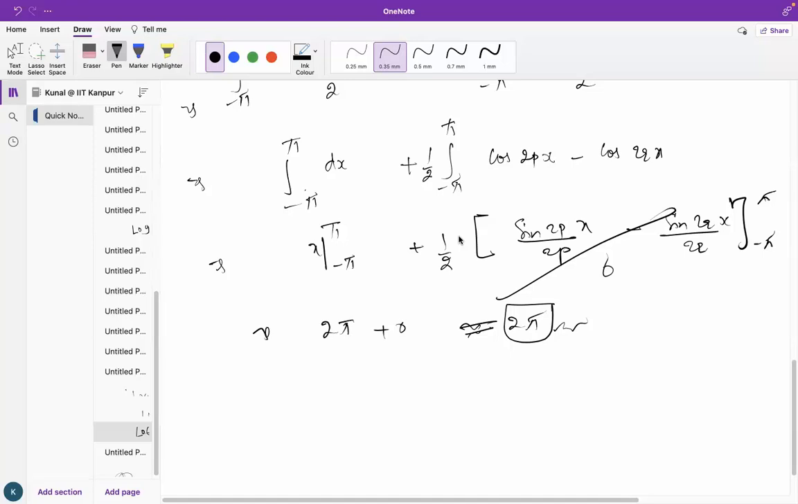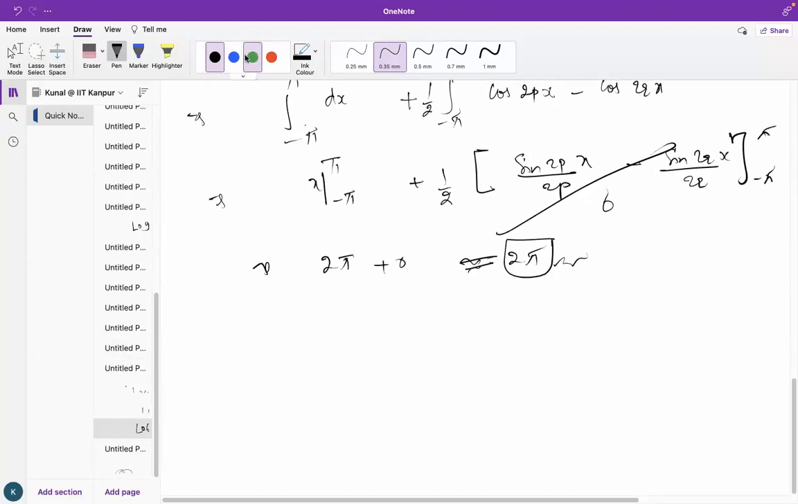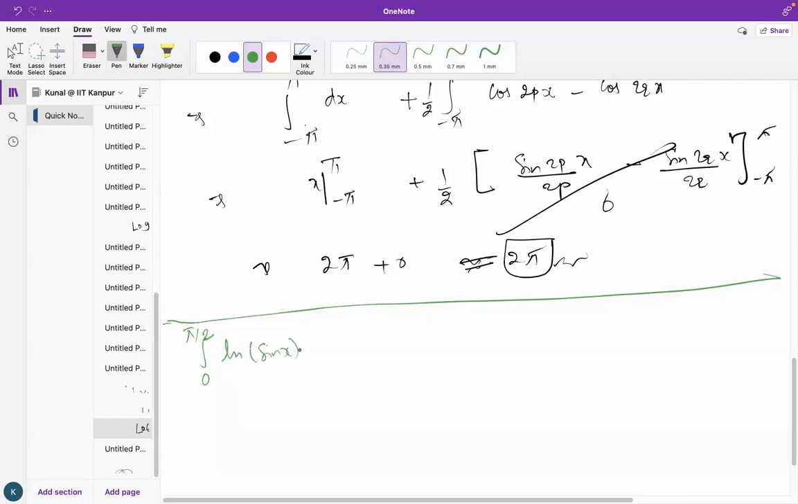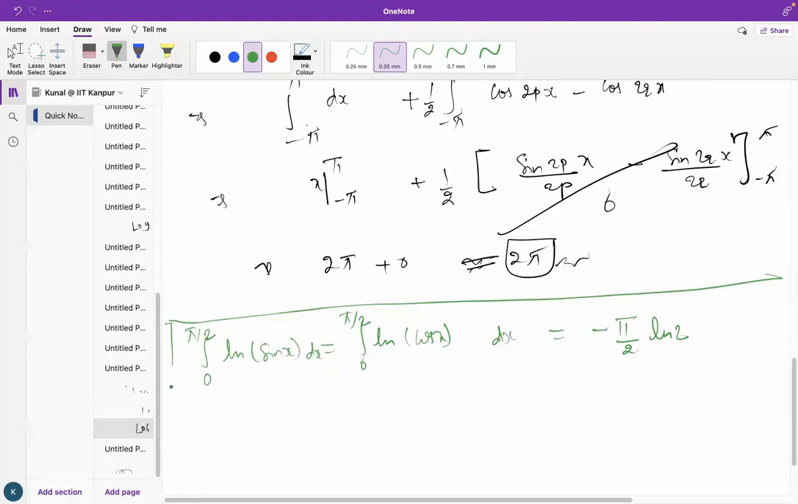Actually, observe this as a property, and this you have to remember, right? So let me write it with a different color. This is something like: the integral from 0 to pi by 2 of log of sin x is equal to the integral from 0 to pi by 2 of log of cos x dx, which is equal to minus pi by 2 ln 2. This is a very standard formula, and its integration is minus pi by 2 ln 2. So try to remember this.